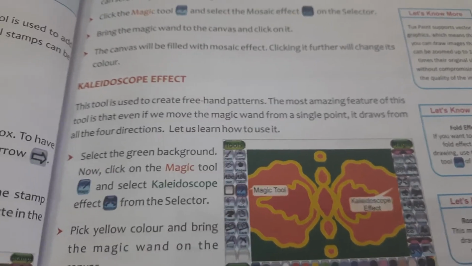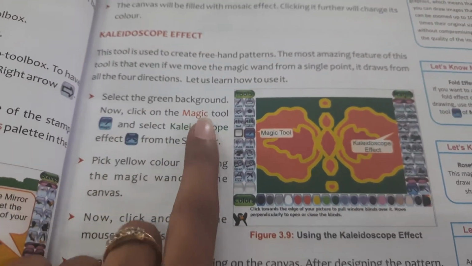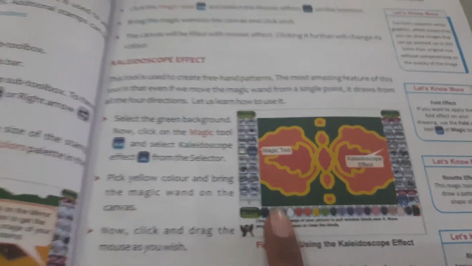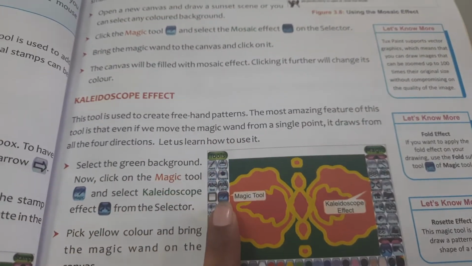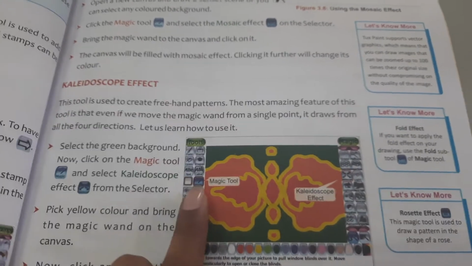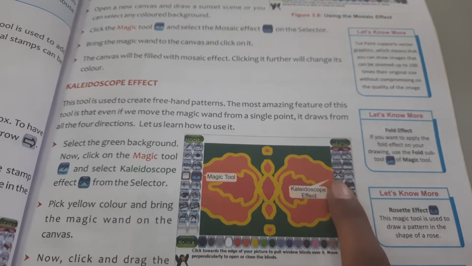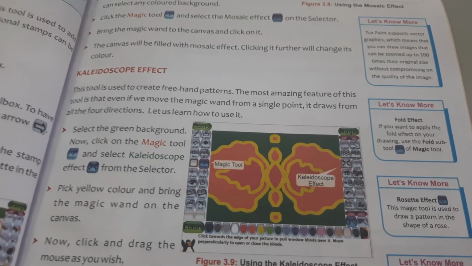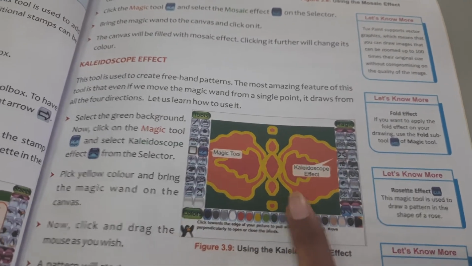If you want to apply the kaleidoscope to your drawing, what you will do, first select the green background. Okay, this is the green background. So when we open a new project, we'll choose the green background. Now click on the magic tool. Here you can see this is the magic tool. When you click on the magic tool in selector, all the options will open. From here you can choose the kaleidoscope. This is the option of kaleidoscope effect, and then you can choose any color. Like here they are choosing yellow color, and bring the magic wand on the canvas.